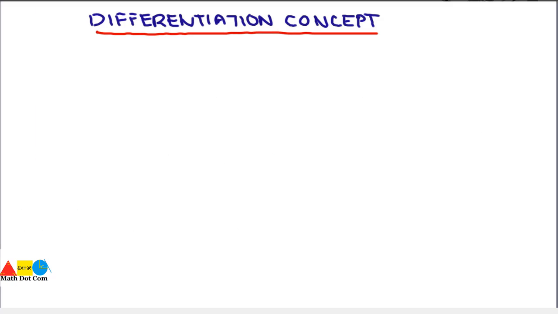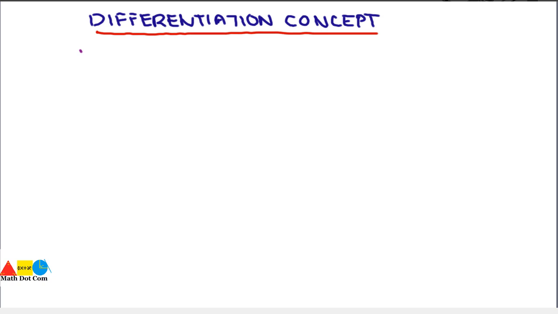Hello everyone. Today we are going to discuss the concept of differentiation in maths. It's a very important concept. Before understanding how to find the derivative of different types of function, you must know the concept of differentiation, why it is basically required. So we will start with the concept.